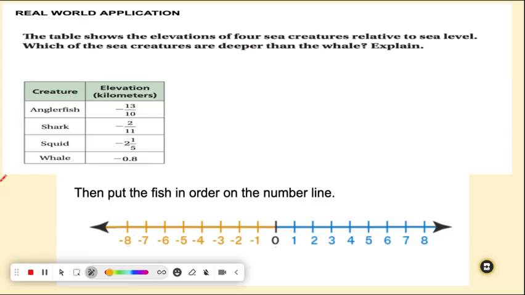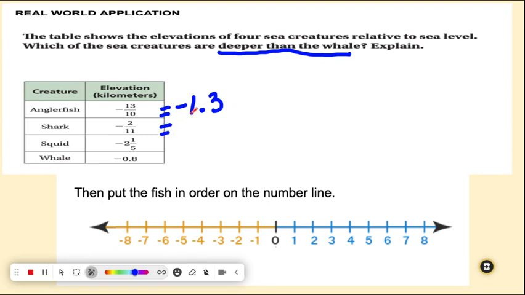Okay, let's try a real-world application. The table shows the elevations of 4 sea creatures relative to sea level. Which of the sea creatures are deeper than the whale? So let's see. We have the anglerfish, which is negative 13/10. How do you write that as a decimal? So negative 1 and 3/10.